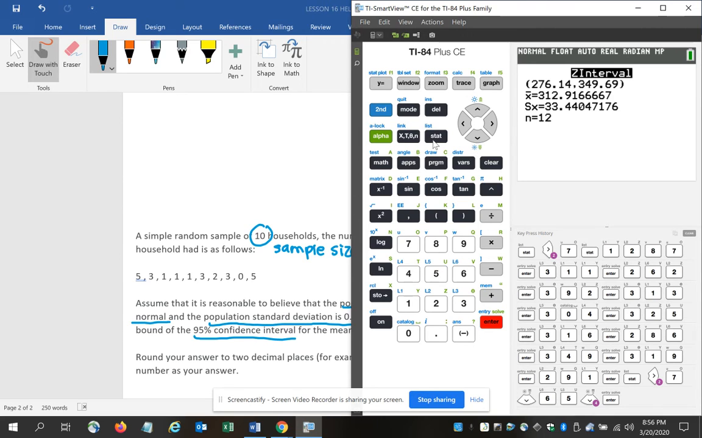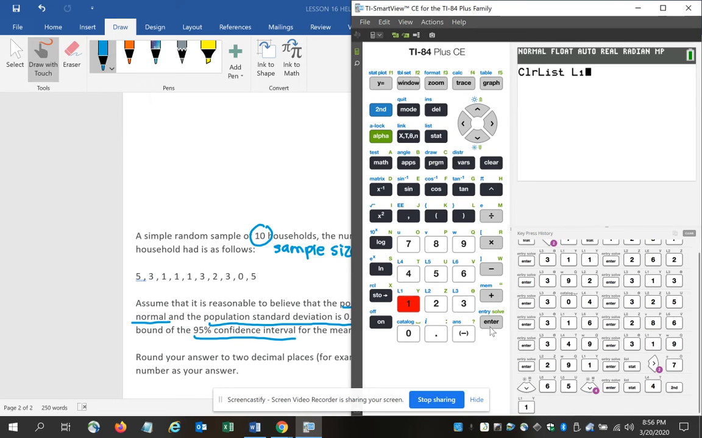Okay, so first we need to clear out, erase, get rid of the previous data set. So I'm going to press Stat. I'm going to choose option 4 to clear the list, and it's in list 1. So I'll press the second button and the number 1 and press enter. And that's kind of like erasing list 1.